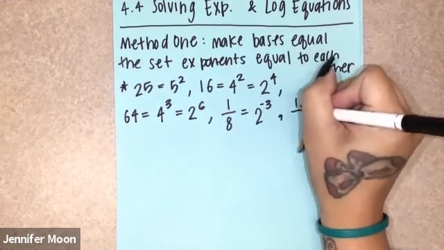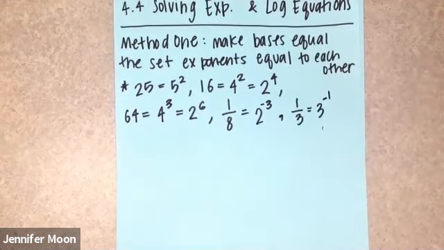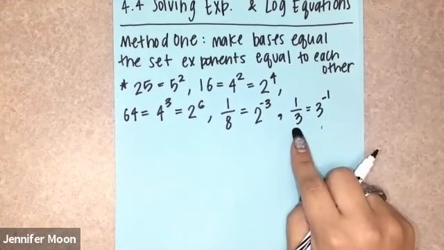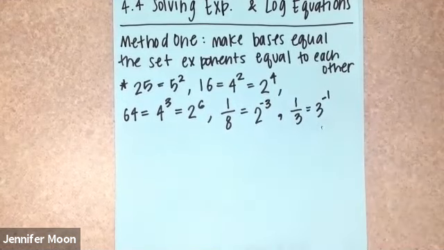And then lastly, say I have like 1/3, that would come from 3 to the negative 1. So if you see a fraction, but you actually need a base of 3, I'm just showing you how these are all equivalent, right?